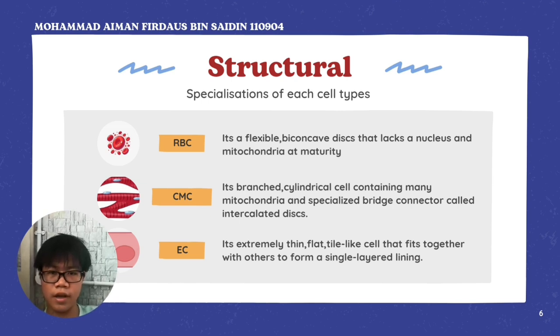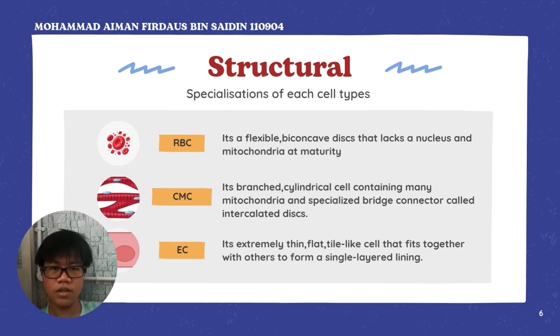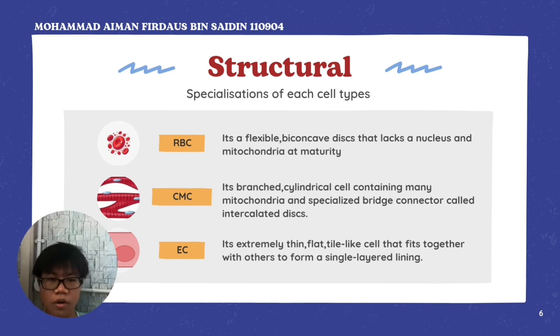As for the red blood cells, it's a flexible biconcave disk that lacks a nucleus and mitochondria at maturity. Meanwhile, cardiac muscle cells are branched cylindrical cells containing many mitochondria and specialized bridge connectors, which are called intercalated discs. Meanwhile, an endothelial cell is an extremely thin, flat, tile-like cell that fits together with others to form a single-layered lining.